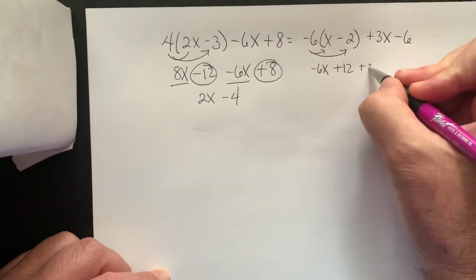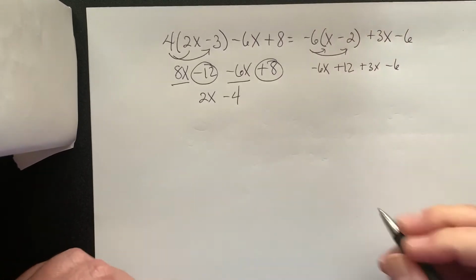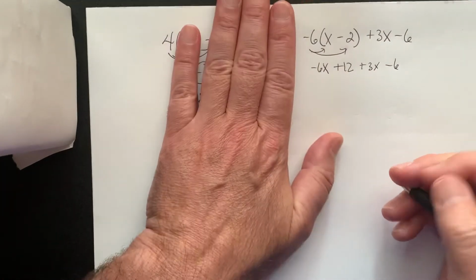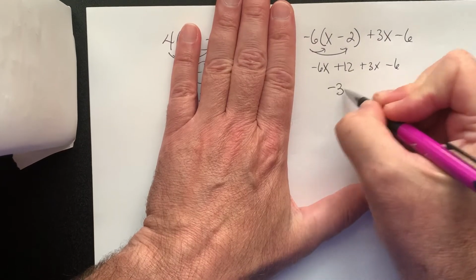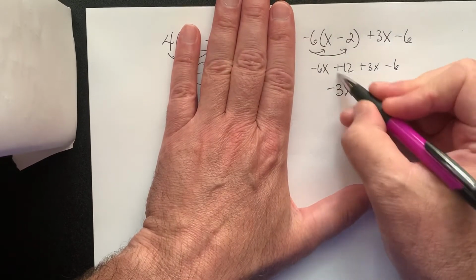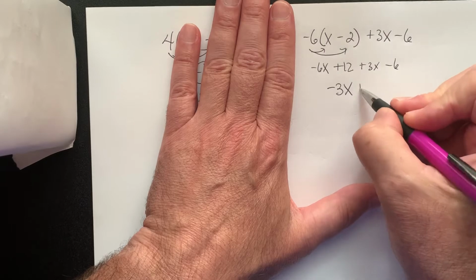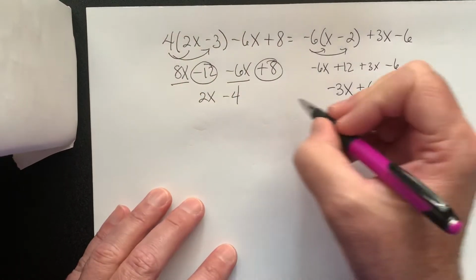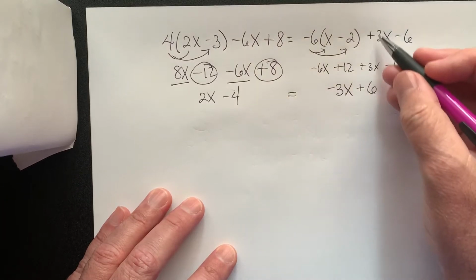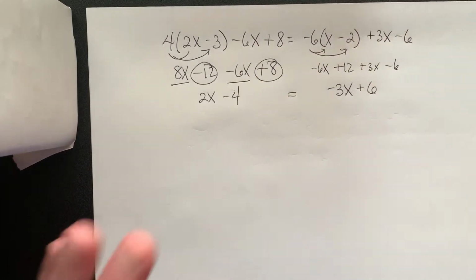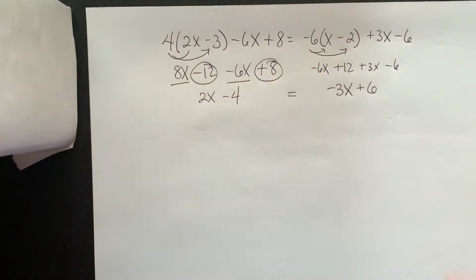Next, bring down the 3x and the -6. Combine the like terms on the right side of the equation. -6x plus 3x, -3x. +12 and -6, +6. So now, everything on the left, 2x minus 4. Everything on the right, -3x plus 6. Woo! Gotta admit, this is a lot cleaner now, all right? Cleaned it up. Now what?